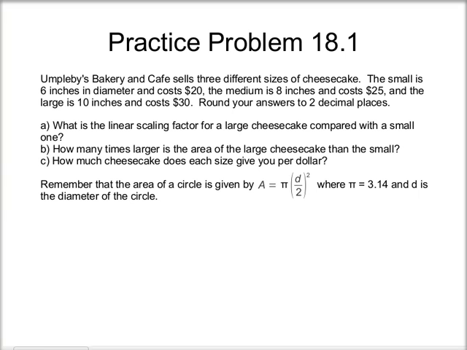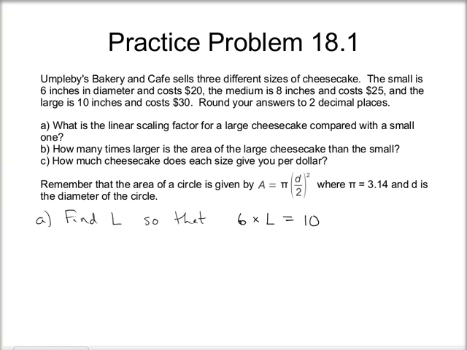Part A asks, what is the linear scaling factor for a large cheesecake compared with a small one? So for part A, we need to find L so that the diameter of the small cheesecake, 6, times L is equal to the diameter of the large cheesecake, which is 10.